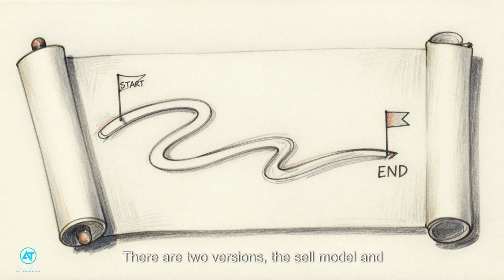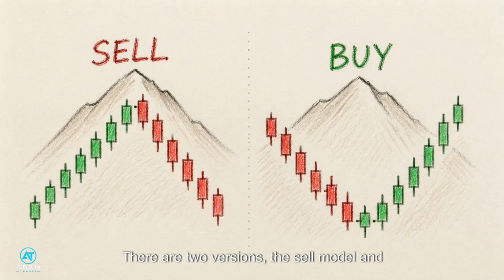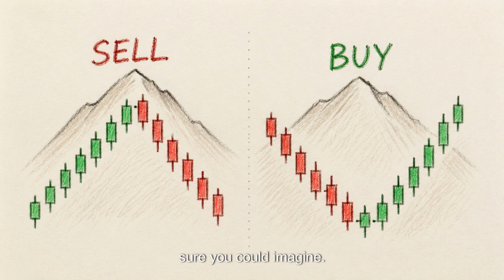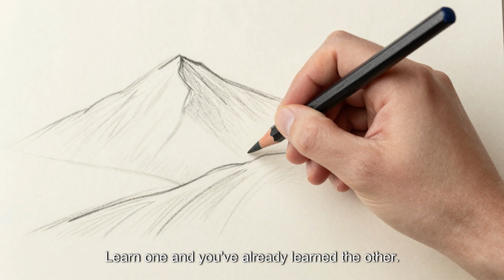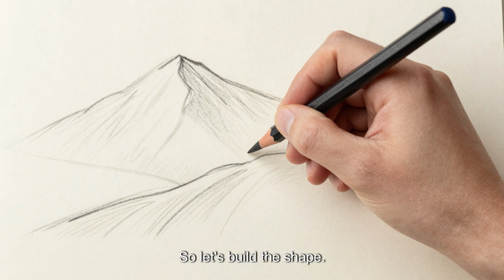finish. There are two versions, the sell model and the buy model. They're mirror images of each other, as I'm sure you could imagine. Learn one and you've already learned the other. So let's build the shape.